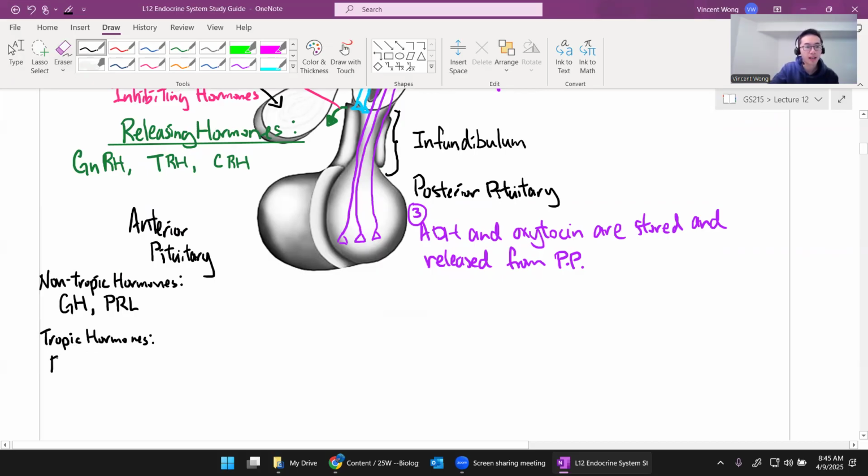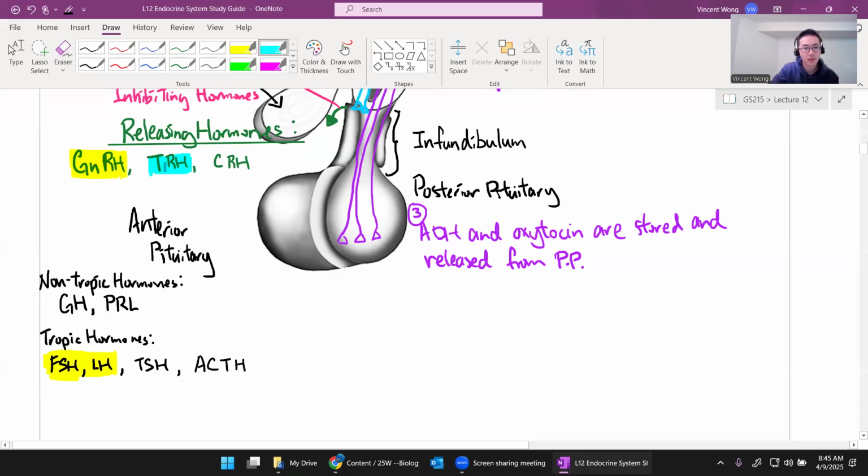Tropic hormones, we have FSH, LH, TSH, thyroid stimulating hormone. And then the last one is harder to remember, okay, is ACTH, as in adrenal cortex, and then TH. So if you have a highlighter, you can help yourself. And remember, GnRH is related to FSH and LH. That's the green signal to release the FSH and LH.